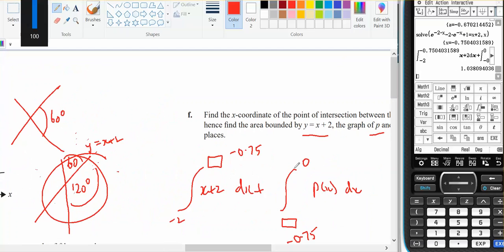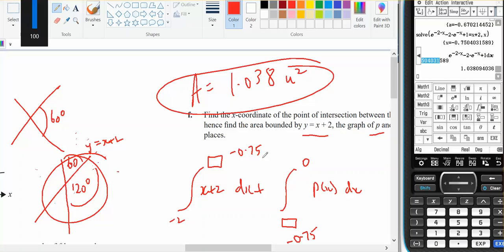So I've loaded all that onto the calculator from -2 to -0.75 of x plus 2 dx, then plus -0.75 to 0 of p of x dx, and that gives me an area of 1.038 units squared, which seems like a pretty straightforward 3-mark question to end this question.